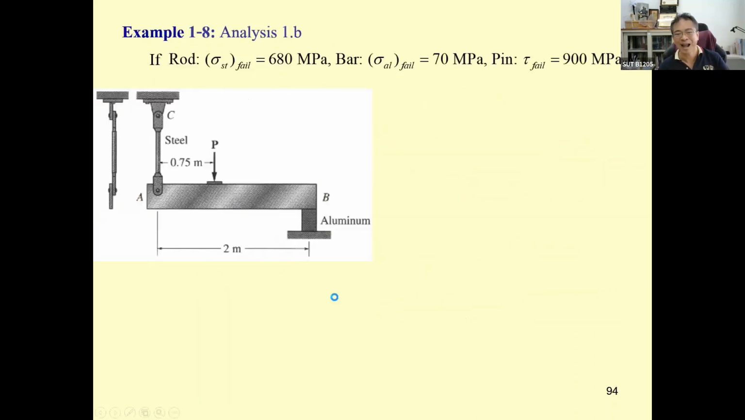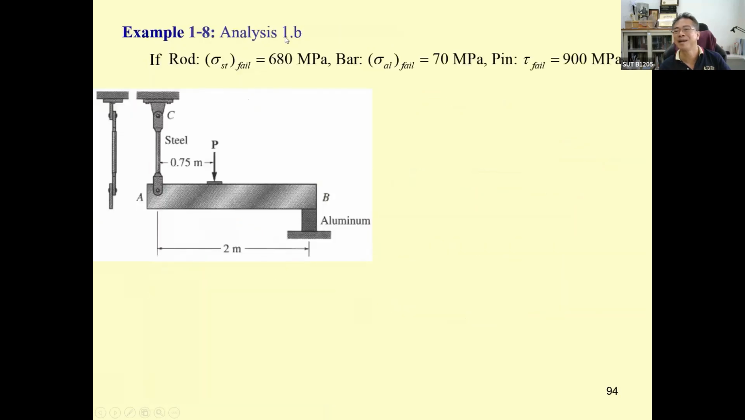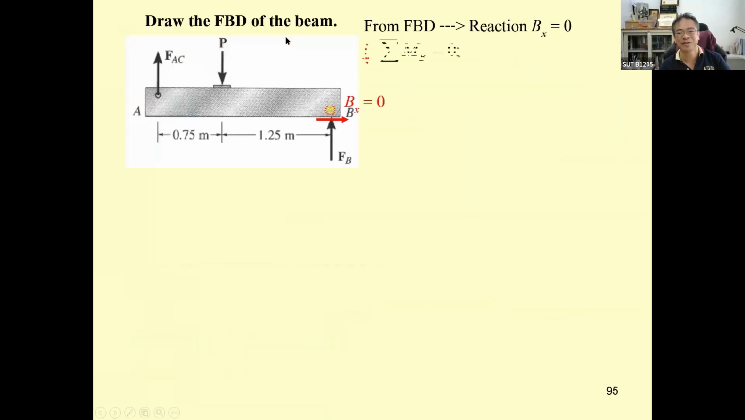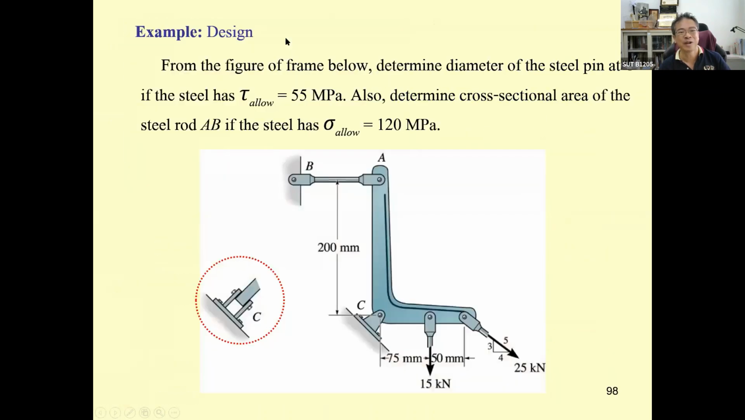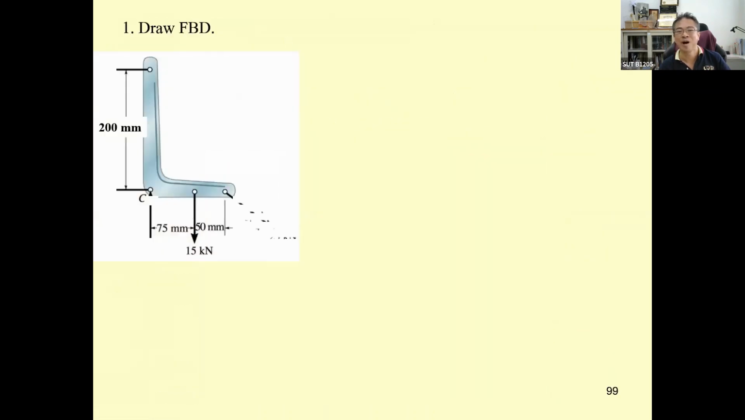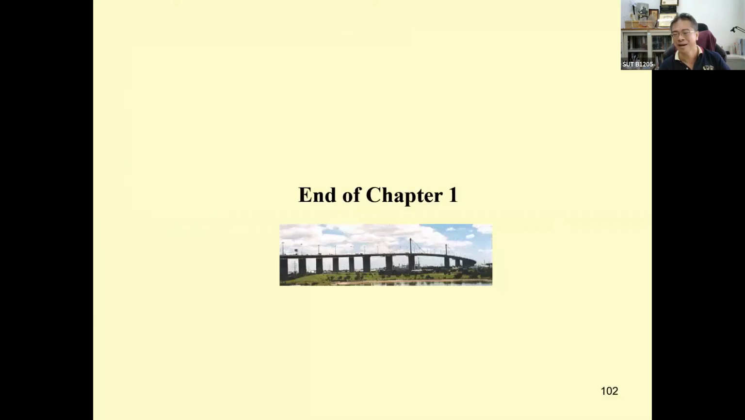Now I choose to finish my lecture over here. Okay, that's the end of my lecture. I will talk about 1.B later. We have this one already. You just follow this one, and then we have the example of the design for the next lecture. Okay, I'd like you guys to go through all of this one. I will come back with analysis 1.B and the design.